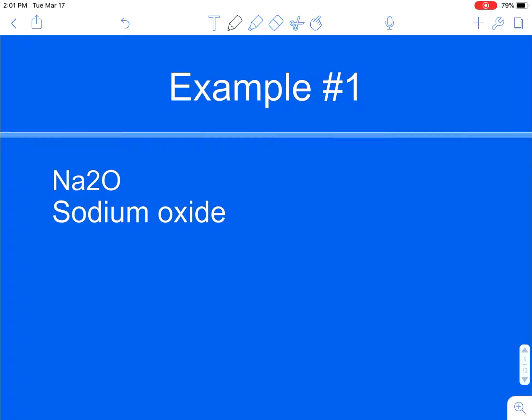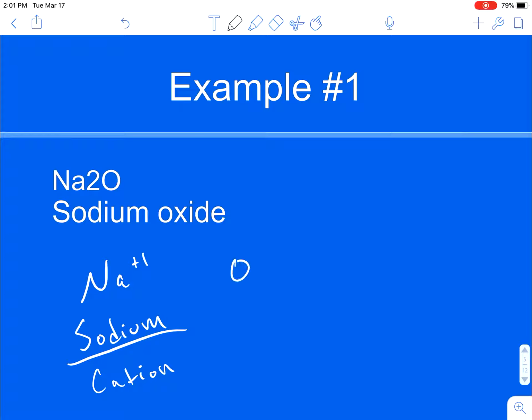All right, so for example, let's look at this first one. So here we have sodium oxide. Sodium oxide, because the first element, Na, with the +1 charge, is named sodium. And again, sodium is our cation, so it keeps its full name. The oxide comes from the oxygen -2 charge. That's oxygen, which becomes oxide. We drop the "gen" ending and become oxide.